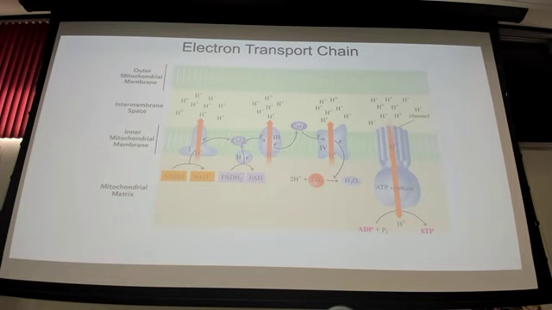Are there any questions about the electron transport chain? Yes. Where are the hydrogens in complex 3? The hydrogens in complex 3, so FADH2 cannot donate hydrogens because it's not a transmembrane complex. So there are going to be hydrogen ions floating around in the mitochondrial matrix.